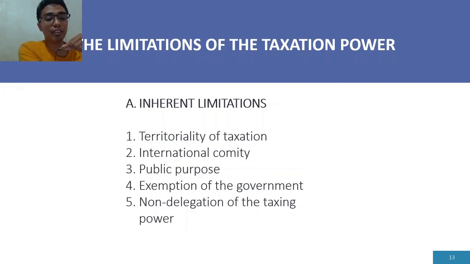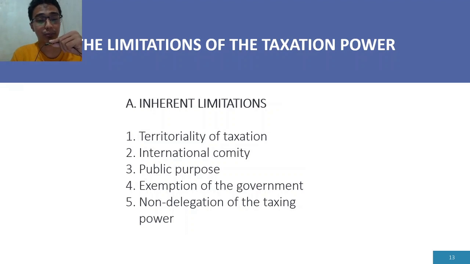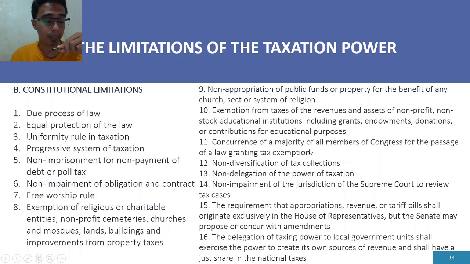Number 5, non-delegation of the taxing power. The legislative taxing power is vested exclusively in the Congress and is non-delegatable pursuant to the doctrine of separation of branches of the government, to ensure a system of checks and balances. So exclusive lang siya sa Congress and hindi siya pwedeng i-delegate sa other branches of the government. So hindi siya pwedeng magmula sa Senate, sa Supreme Court, President, hindi pwede yun. It is only for Congress.